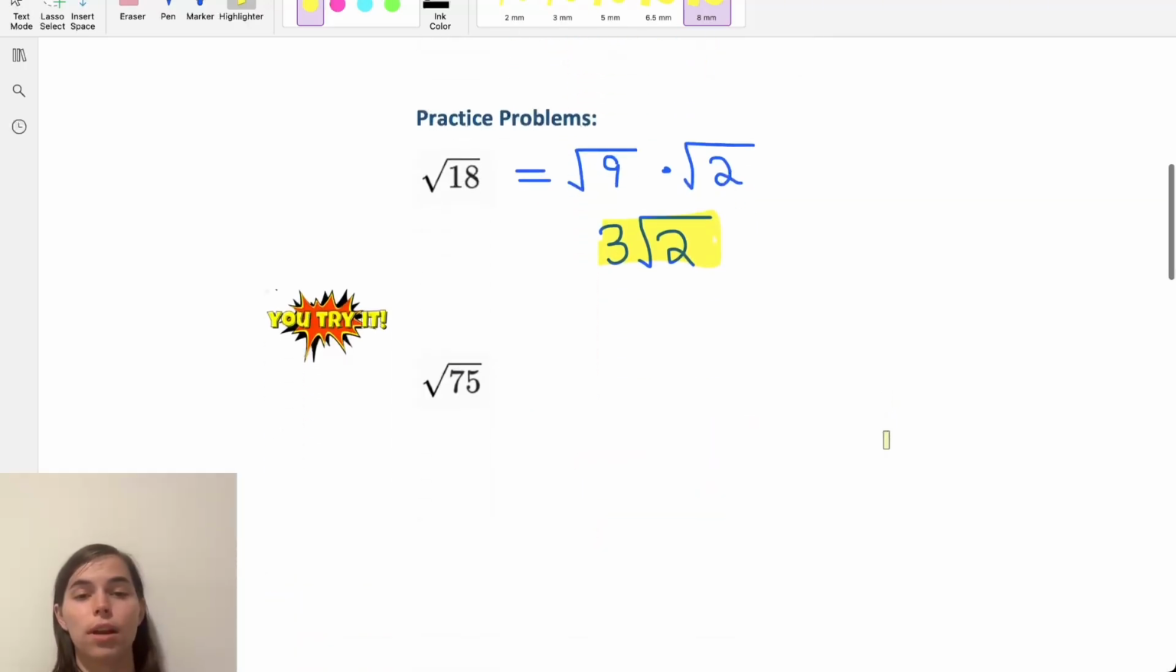Okay, pause the video now and see if you can try this next one, the square root of 75. All right, so I'm assuming you are all done now and you're pushing play to move on to see if you got the right answer.